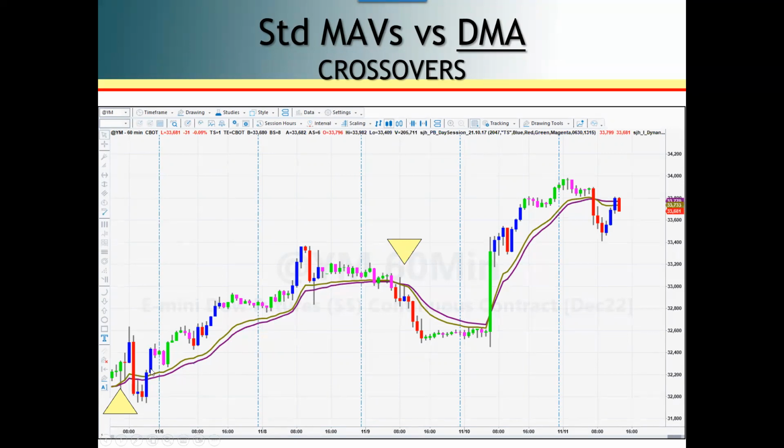So you can see gold is on top. That means overall bullish. Gold's still on top until right there. And there's the sell signal. Here's another buy signal and a sell signal. Instead of 15 signals, we got 4.